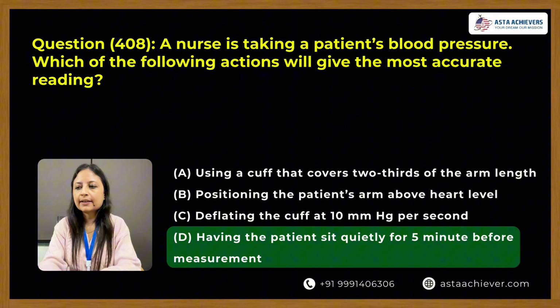Question number 408. A nurse is taking a blood pressure. Which of the following actions will give the most accurate reading? Option A, using a cuff that covers two-thirds of the arm length. Option B, positioning the patient's arm above the heart level. Option C, deflating the cuff at 10 mm Hg per second. And option D, having the patient sit quietly for at least 5 minutes before measurement. So option D is the correct answer, because resting before measurement ensures blood pressure accuracy.